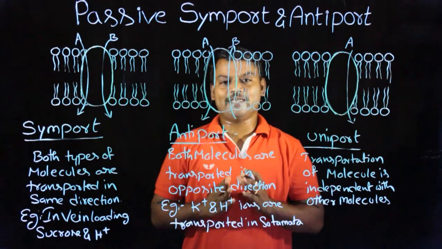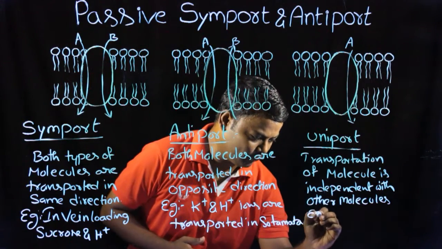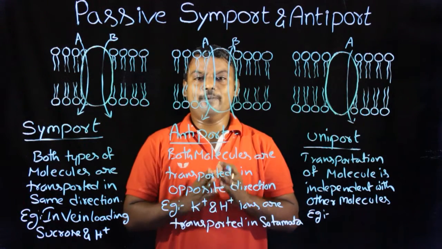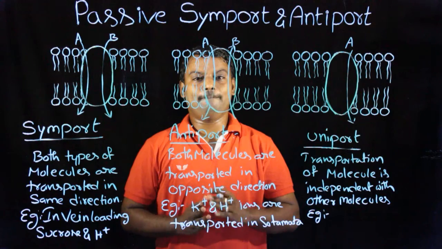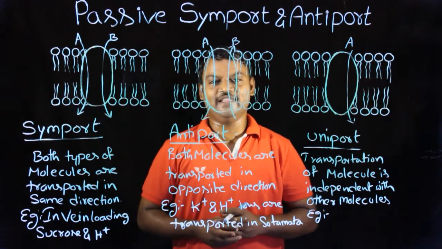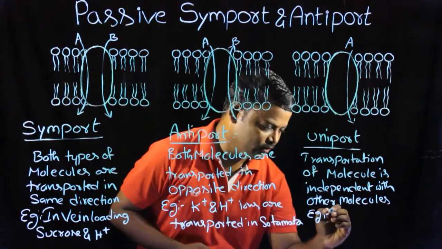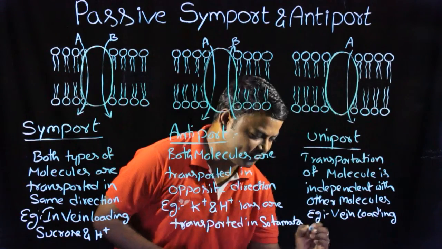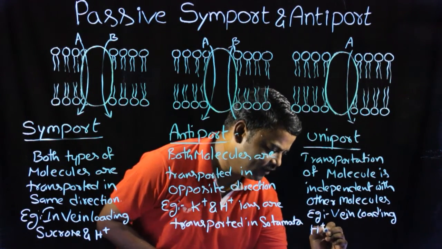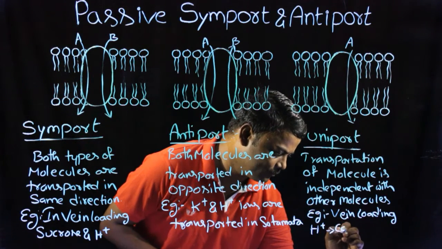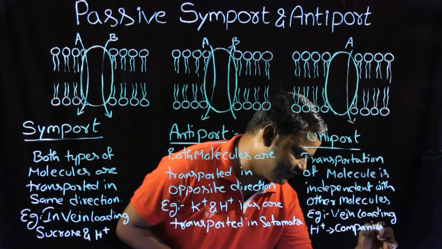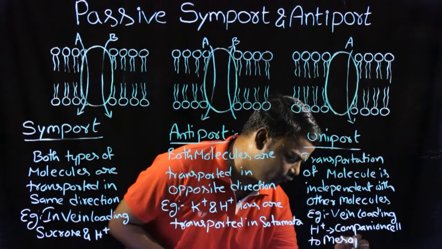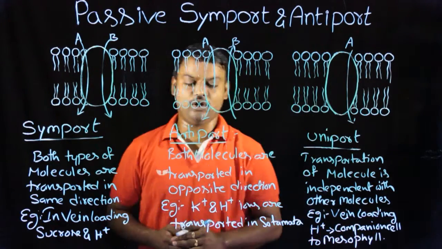When you observe some examples in plants, an example for Uniport is, during phloem loading itself, the movement of H+ ions from companion cells to mesophyll cells. During the phloem loading process, H+ ions are transported from companion cells to mesophyll cells. It is an example for Uniport.